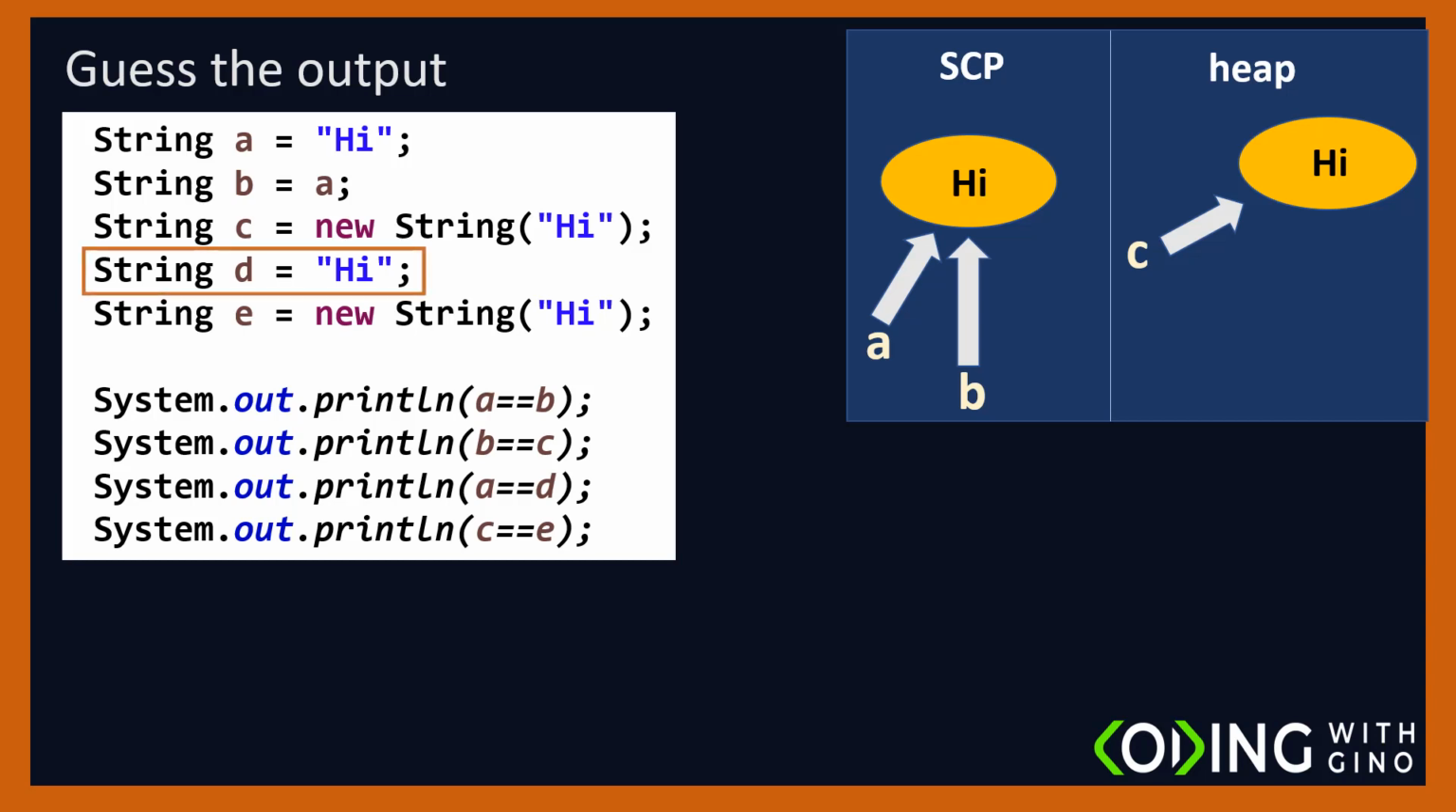Next, string D equals "hi". As an object of the same value exists in SCP, no new object is created. D refers to the same existing object of SCP.